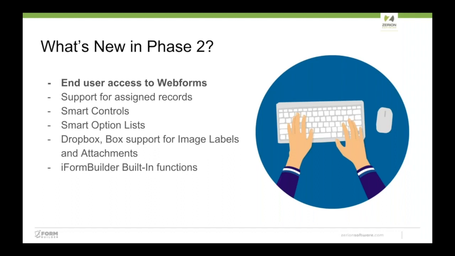We do support Dropbox and Box for image labels and attachments. If you use these to make your form prettier, or put in PDFs, for example, for reference documents, or any types of branding for image labels, those are now supported. And then lastly, we have a list of built-in functions that are now supported, such as getting your first name, your email address, the username, the language your device is in, a variety of those details that I'll show later. Again, a lot of great stuff is now available in phase 2, and we can share some of those release notes so you can see the extensive list of everything that is now available.